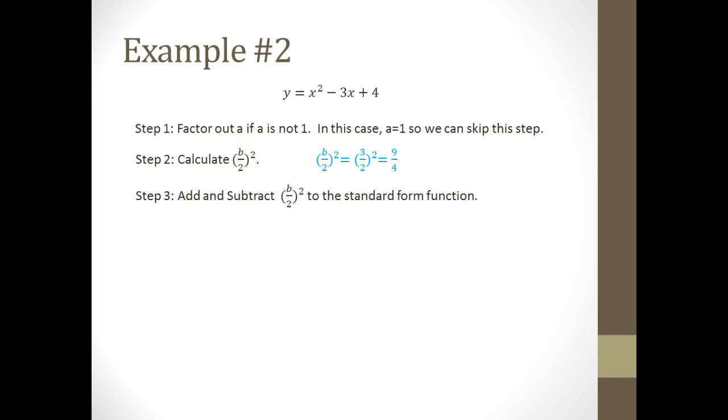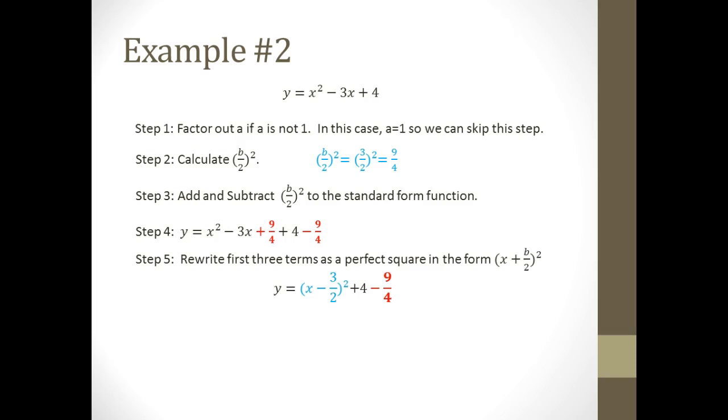Now, we're going to add and subtract our 9 over 4 to the standard form function, just like we did in example 1. So we're going to add our b over 2 squared value of 9 over 4 to the first 3 terms and subtract it from the last term, like so.